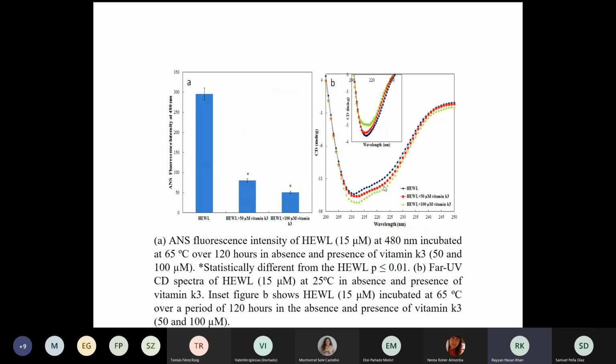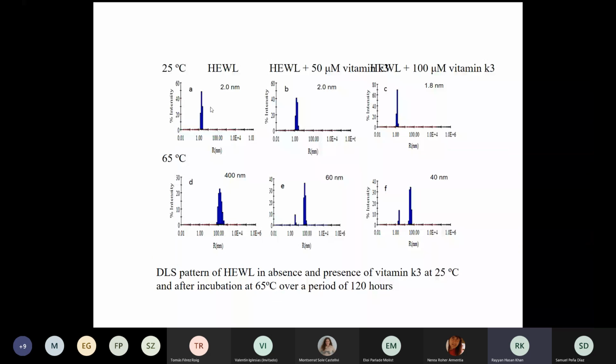Here you can see this is at room temperature. Here we are more interested in the insect, because this is the amyloid, and this is in the presence of 50 and 100. You can see there is a reduction in the beta structure that is taking place. So this indicates that inhibition is taking place. Now this is the DLS experiment that was performed. This is the control, you can say.